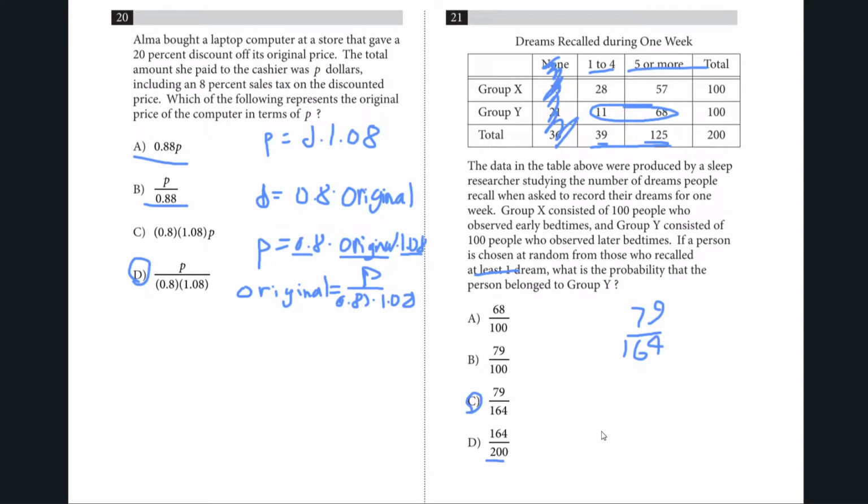200 doesn't make sense because that's not the whole group we're looking at. That is including the nones. The 100 is just taking Group X or Group Y, so A and B are wrong. But it would make sense if somebody got confused and they saw, oh look, it's 79. I see 79 in Group Y that had 1 or more dreams, and they have a total of 100. But we're looking at the probability that somebody belonged to Group Y based on whether they had 1 or more dreams. And the number of people that had 1 or more dreams is 39 plus 125, not 100. It can be a simple mistake that can get you this question wrong.